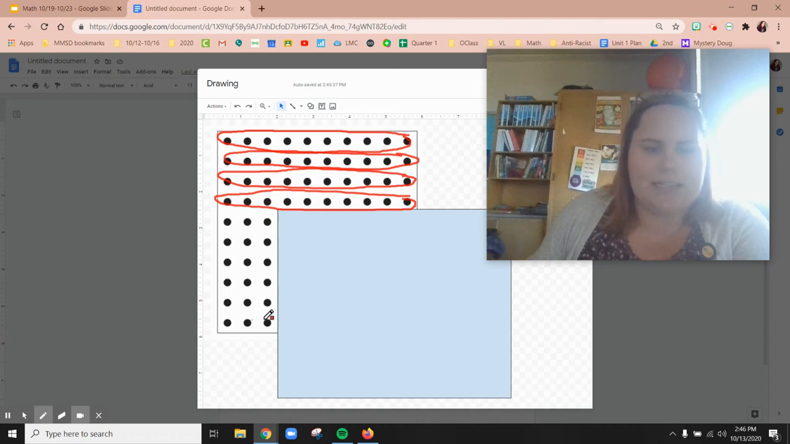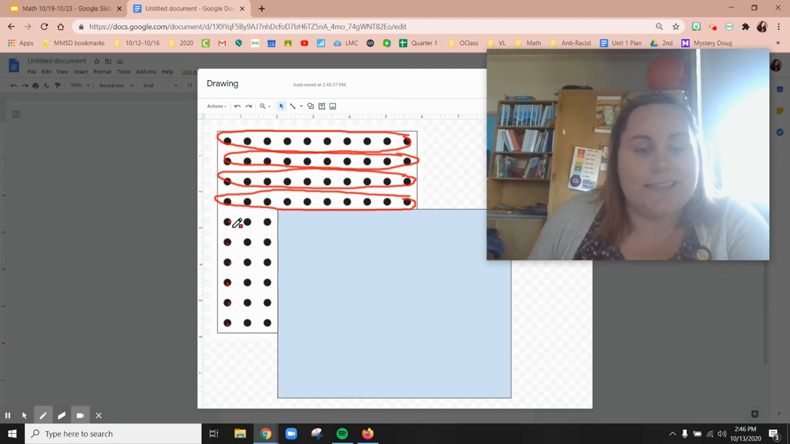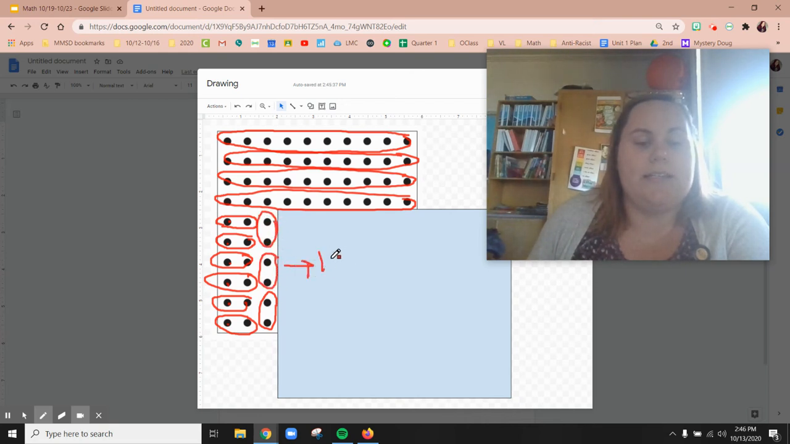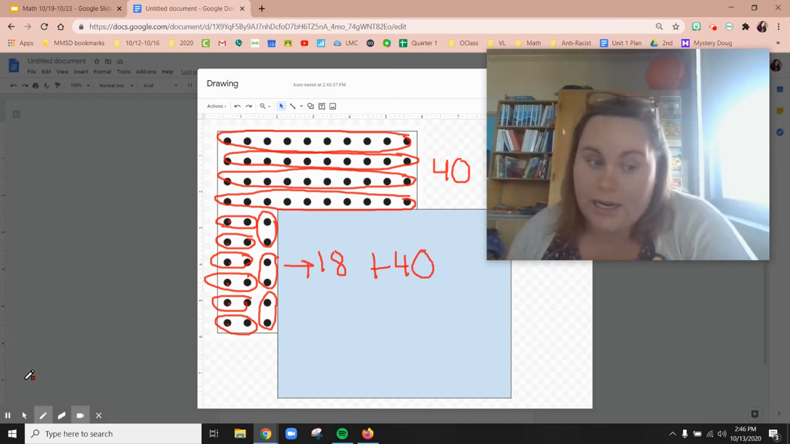Now I don't know what to do with this section down here because I know it's not going to be 10. I'm going to count just to see how many there are. 1, 2, 3, 4, 5, 6. So I know there's 6 left. So I could count by sixes. I could do that. Or that kind of is unfamiliar to me. So I'm going to count by twos actually. So 2, 4, 6, 8, 10, 12, 14, 16, 18. So I know there are 18 down here and there is 40 up here. So now I had to figure out what is 18 plus 40.